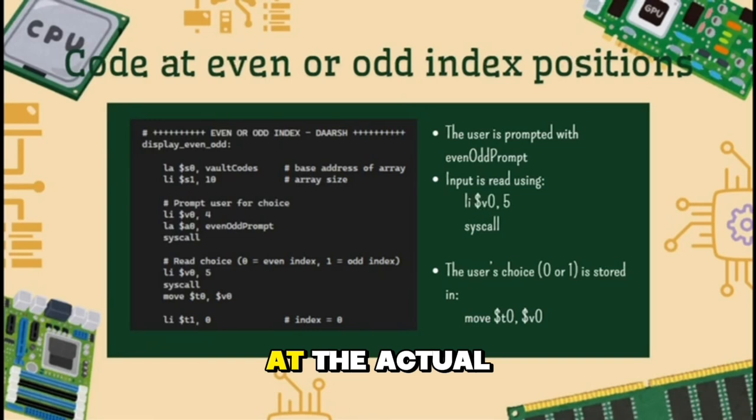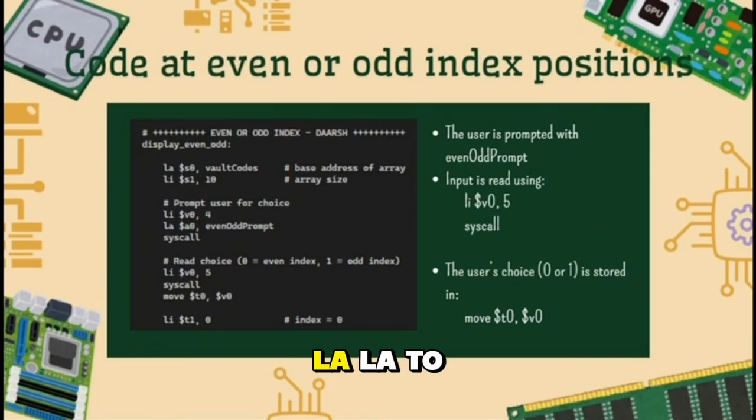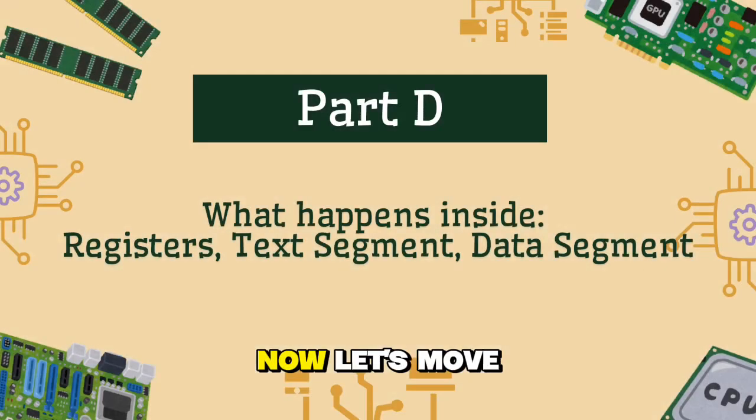Now let's look at the actual code for initializations and input. The program uses LA to load the address of the array into S0. To get the user's choice, we use syscall 4 to print the prompt, followed by syscall 5 to read the integer data type. This choice is moved into T0, and our index counter T1 is reset to 0 to prepare for the loop. Now, let's move on to part D, where we will explore what happens inside the registers, text segment, and data segment in our individual feature.